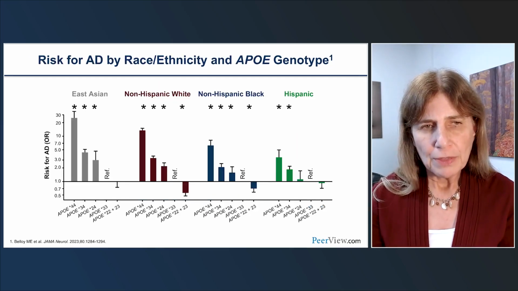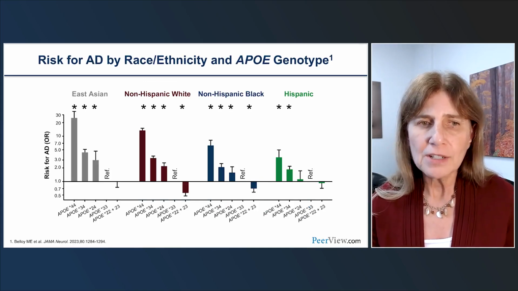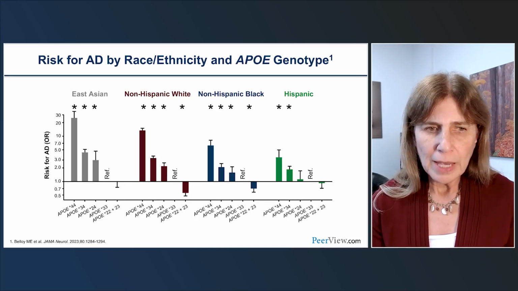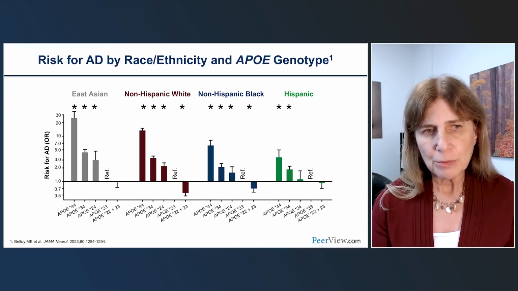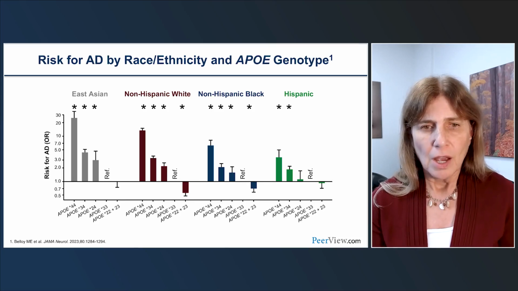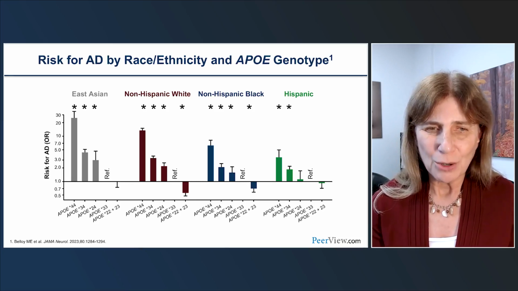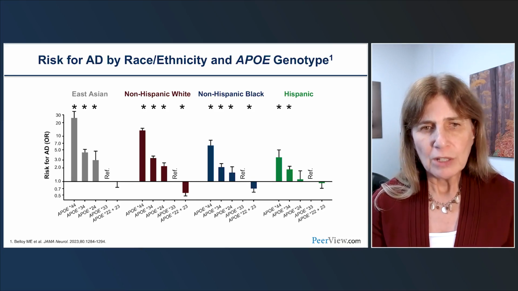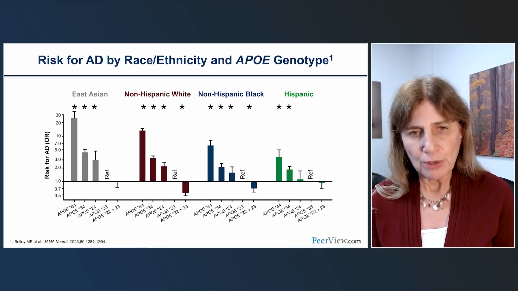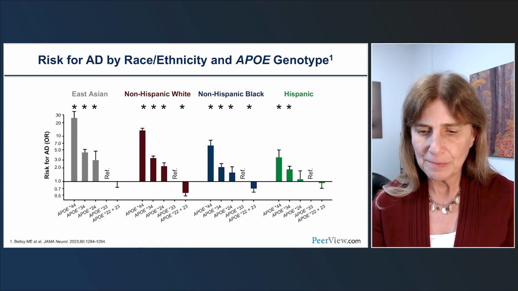It's worth noting that there is a difference in how APOE genotypes act considering race and ethnicity. And the greatest risk of the APOE4 allele with respect to Alzheimer's disease is in East Asian and non-Hispanic white populations. And the greatest protective value of the APOE2 allele is actually in the Caucasian population. When we look at non-Hispanic Blacks and Hispanics, we see some impact of the APOE4 allele, but not as strong in terms of conferring risk for Alzheimer's disease.